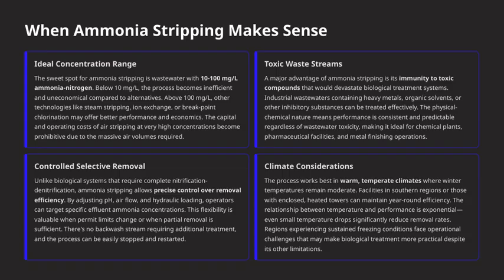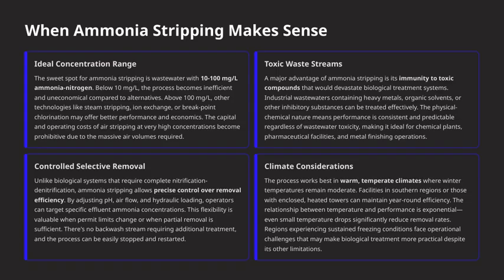Plus, the process doesn't produce a backwash stream that needs additional treatment, and it can be easily paused or restarted as needed. Finally, climate considerations play an important role in the process's efficiency. Ammonia stripping works best in warm, temperate climates where winter temperatures stay moderate. Facilities located in southern regions or those with enclosed, heated towers can maintain consistent, year-round performance.